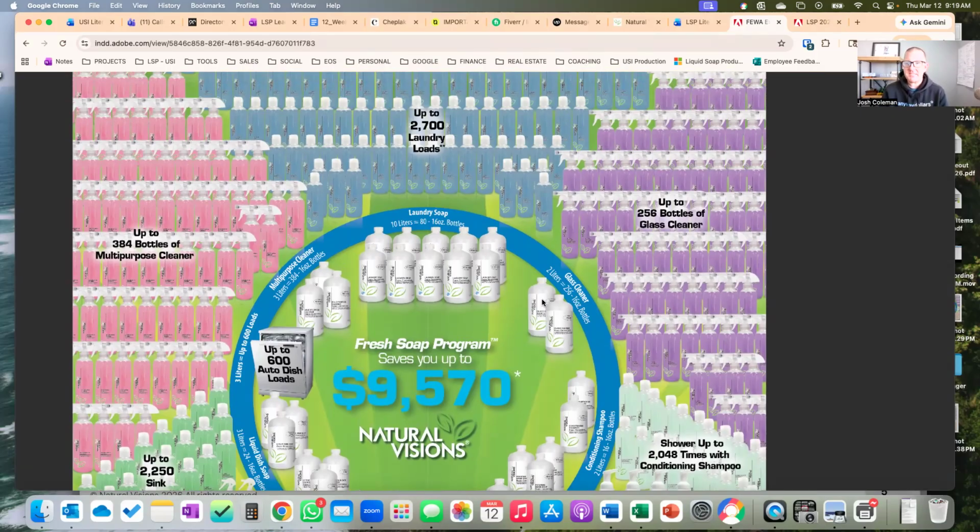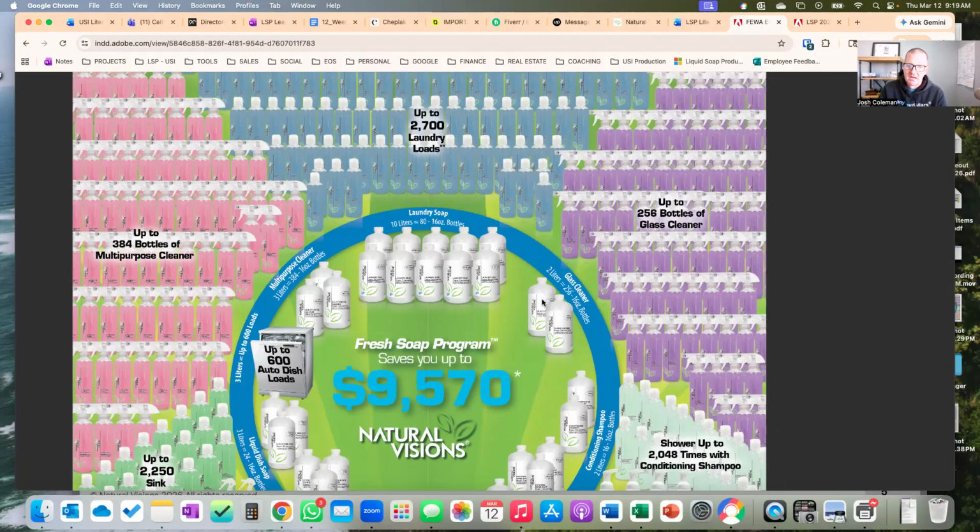1 liter of glass cleaner makes 128 bottles of glass cleaner. So put yourself in the position of walking into a store, Walmart, Target, Publix, Kroger, doesn't matter what the chain is. You're walking in and you need glass cleaner. You're going to go to the cleaning aisle. You're going to buy a bottle of glass cleaner. Now I want you to answer this question for yourself. What do you think you would spend?